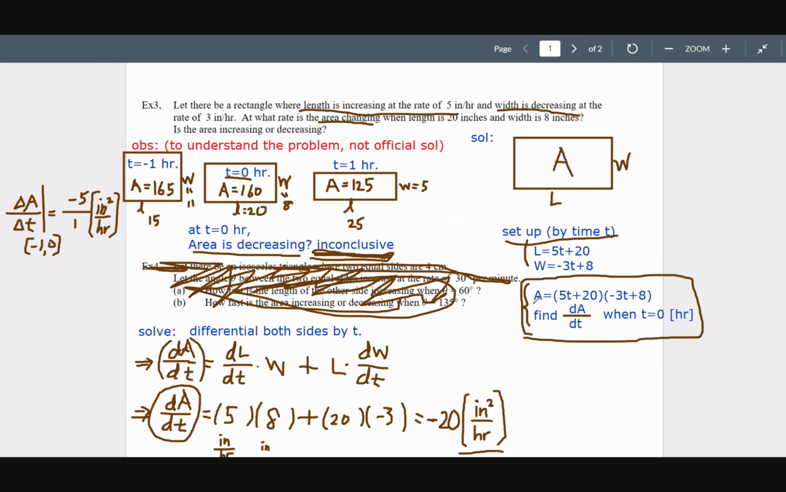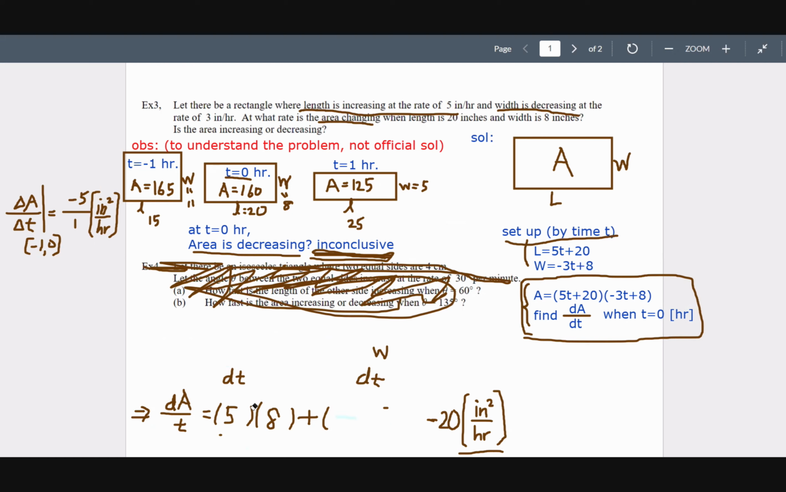By the way, I need to erase this part too. We did get minus 20 at the end, right? So let me just erase all this and leave it that way. If you set up this way, the question is, are we going to get the same answer? Yes, hopefully we will. So now let's solve this. How to solve this? We apply d/dt to both sides, so we are going to differentiate both sides by t. If you do that, what we get is dA/dt.